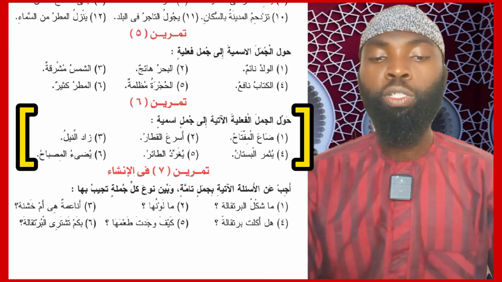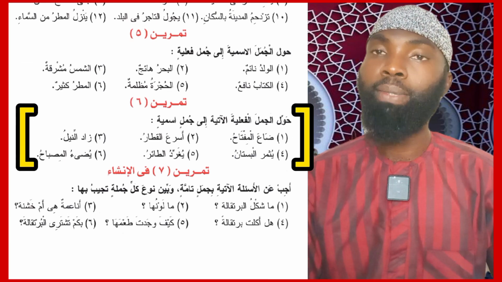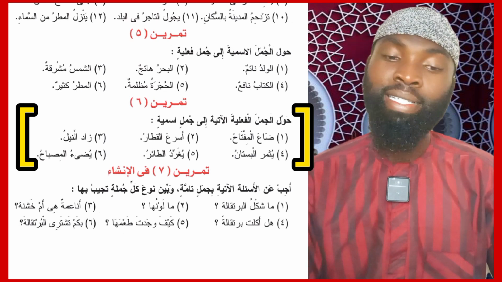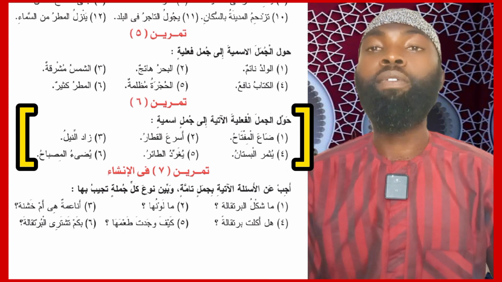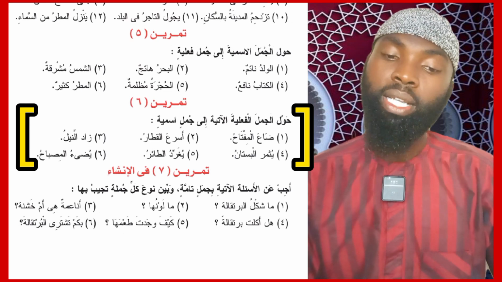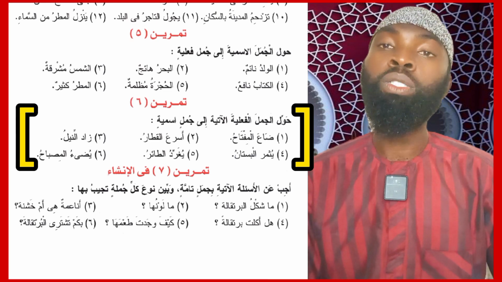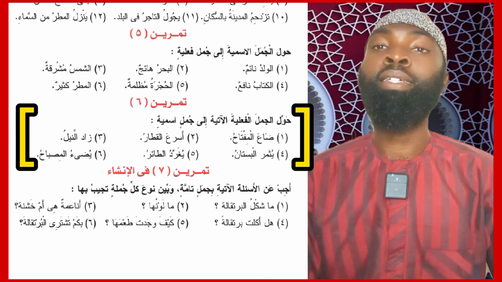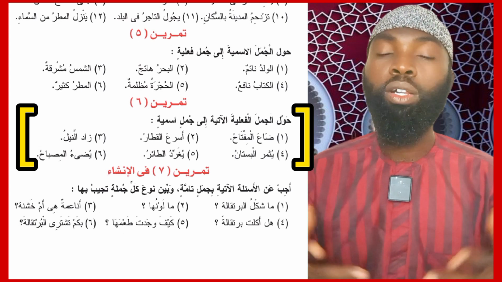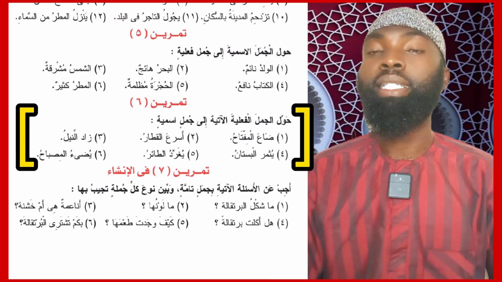Tamrinu sadis, exercise number 6. The instruction says, hawwil al-jumal al-fi'liya al-atiya ila jumalin ismiya. Now we have verbal sentences. We should change them to nominal sentences. The first, we have da'a al-miftahu. The key is lost. We can say al-miftahu da'i'un. Number two, we have asra'a al-qitaru. The train runs fast. We can say al-qitaru sari'un.